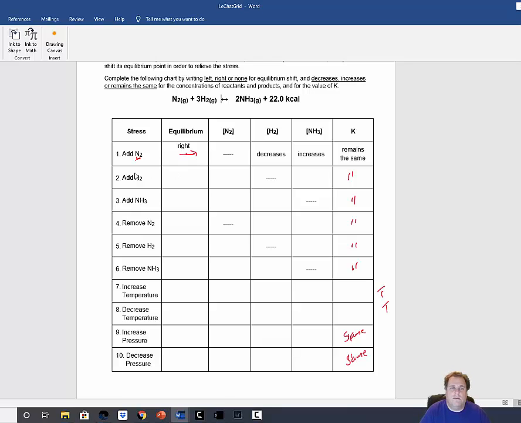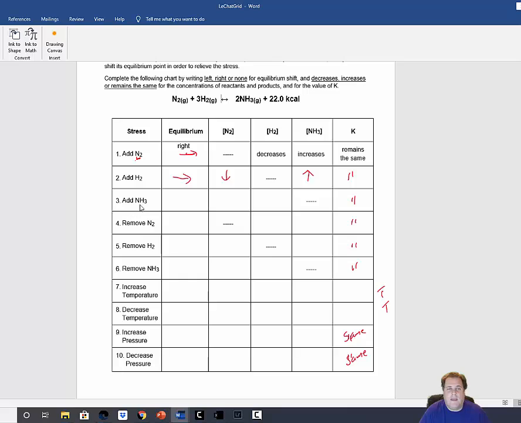Okay? So if we look at H2, we see again reactant side, just like N2 is on the reactant side, so we're going to shift right. I'm going to use arrows. Even though it says words, you can abbreviate whatever. N2, again being reactant side, is going to go down. NH3 is going to go up.